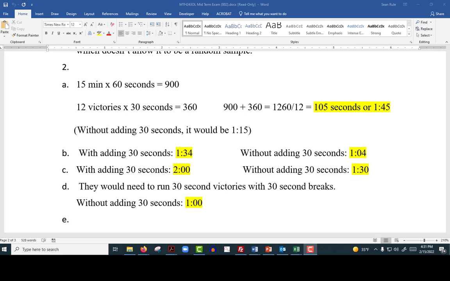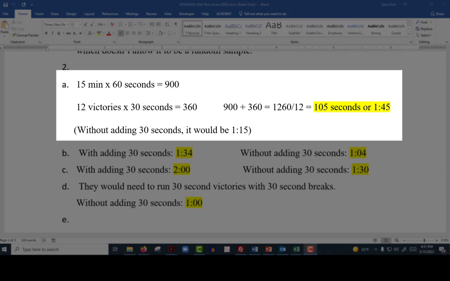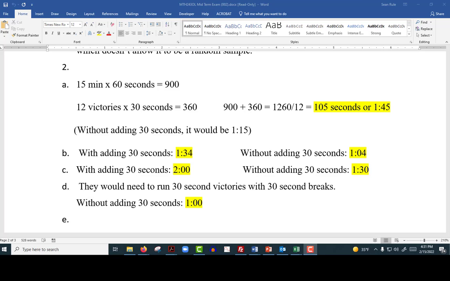Okay, Mason, let's see if we can make some sense of this. So up here, this is question 2A. I liked how you started. You said 15 minutes times 60 seconds is going to be 900 seconds because the minutes are going to cancel and you're left with 900 total seconds.